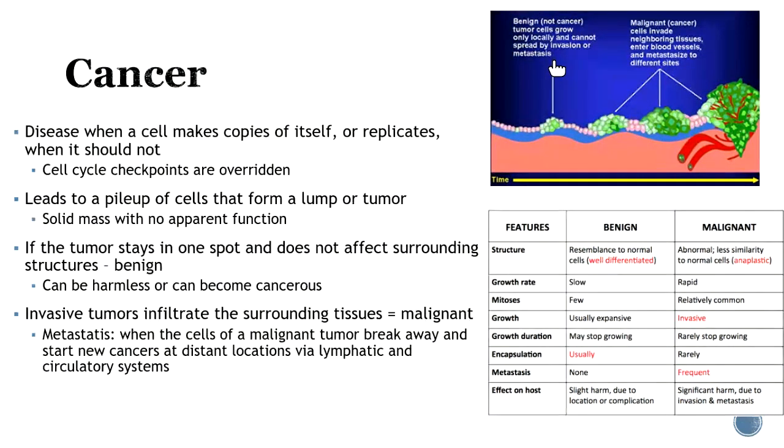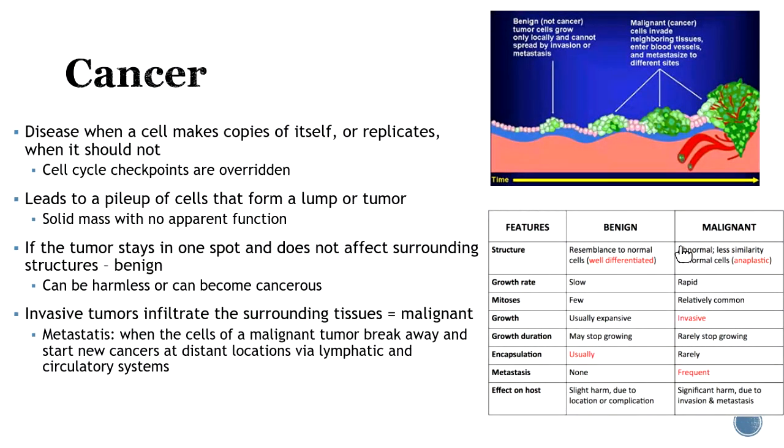Another thing when they get to this malignant stage is they can go through the process of metastasis. This is when cells from this tumor break off and travel to a different part of the body and start a new tumor at a new location. So it's like you don't want to get to this part right here.